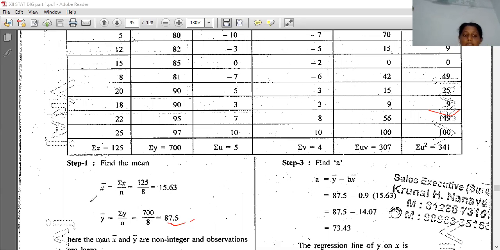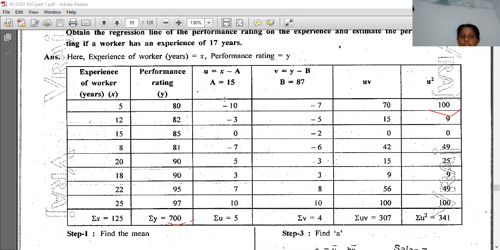You have to find b, that is the formula: n sigma UV minus sigma U into sigma V, upon n sigma U square minus sigma U the whole square. This is your formula. So we have found the step, and we have made the tables based on our formula. So first after finding U and sigma U and sigma V, so the total of sigma U is, see here it is given, X bar is what?